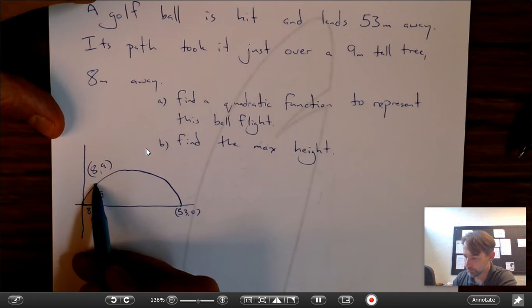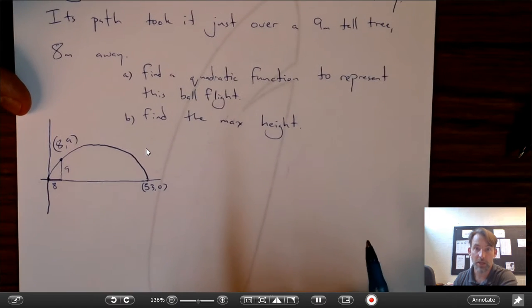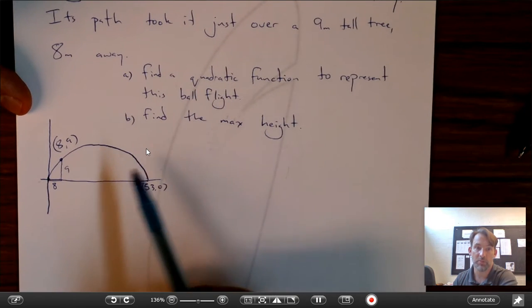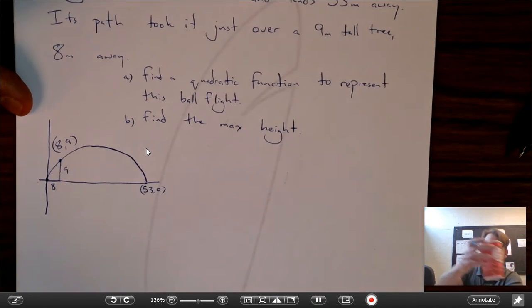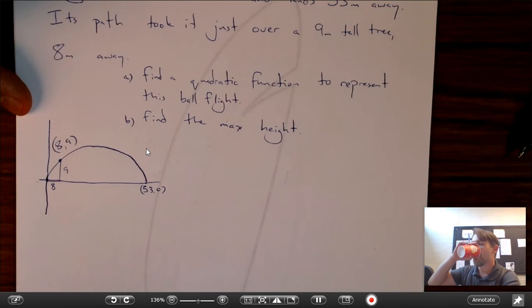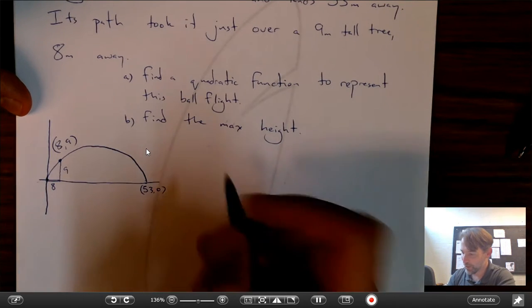All right. So now we have a question very much like the other ones. So now we can find a quadratic function to represent this ball flight. The visualization is really going to help. So is caffeine. So let's carry on.